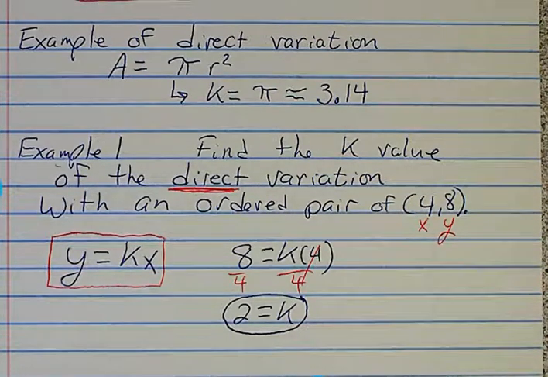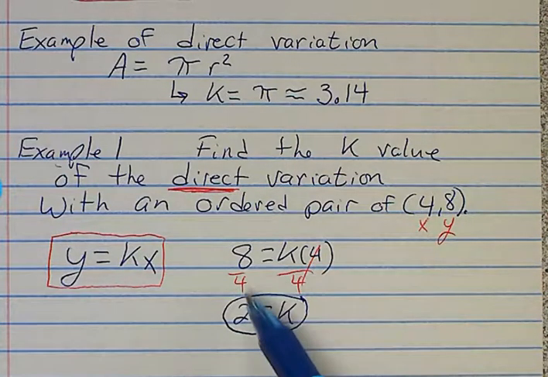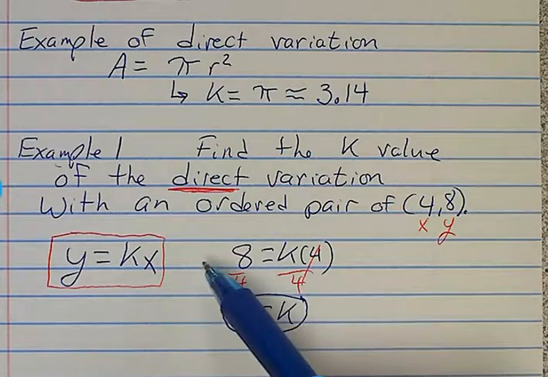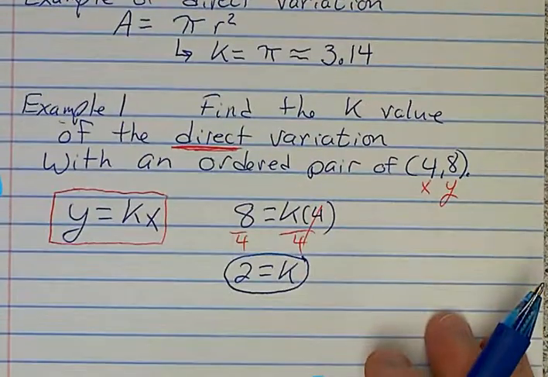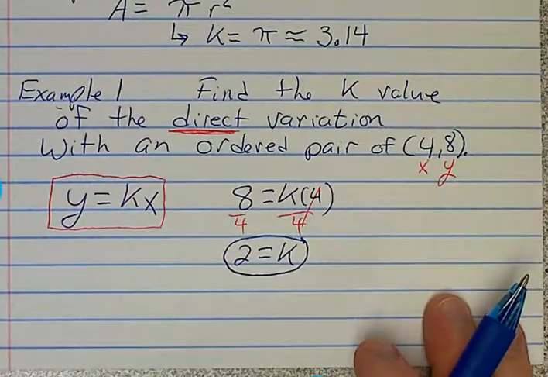And if somebody's thinking, well, is it always going to be that easy? Pretty much, yeah. Sometimes it may be a fraction. If we had reversed this, if it had been 4 over 8, you would have had a half instead of 2. But to find the k value, it's always pretty simple. You're just going to take the two numbers they give you and plug them back into the equation.